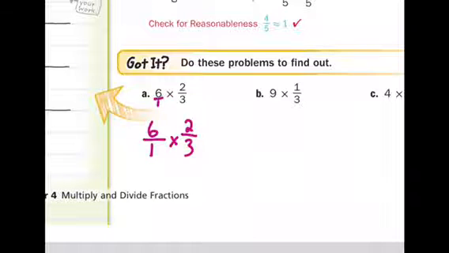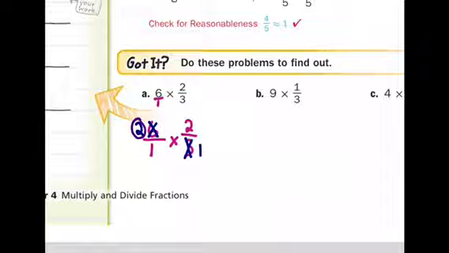2/3 does not reduce. 2 does not go into 3. 2 over 1 does not reduce because there's a 1 again, but 6 and 3 do. So I want you to think what number can go into both 6 and 3. And if you thought of it, that number is going to be 3. So 3 goes into itself 1 time, and 3 goes into 6 2 times.